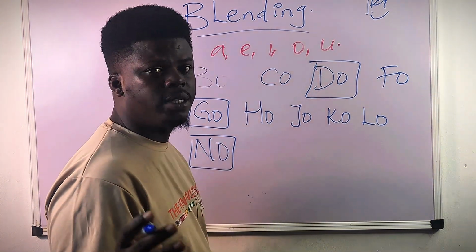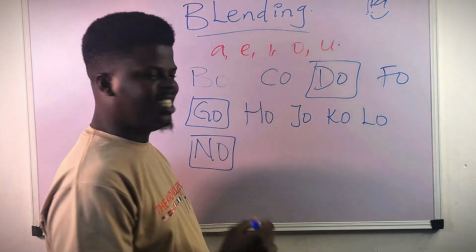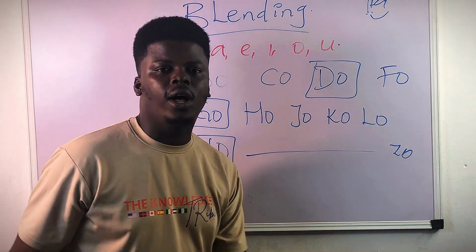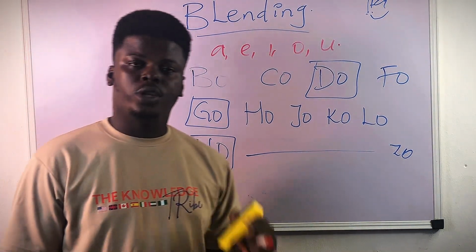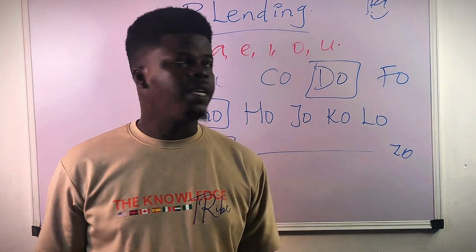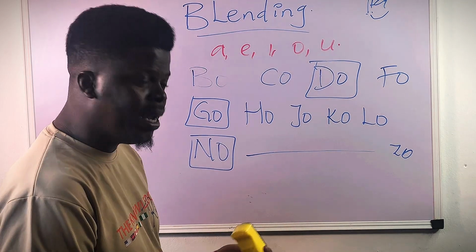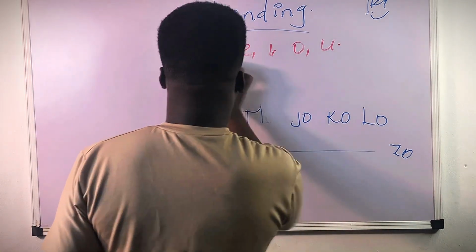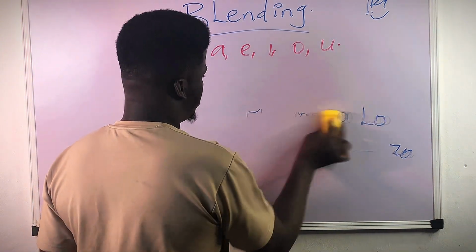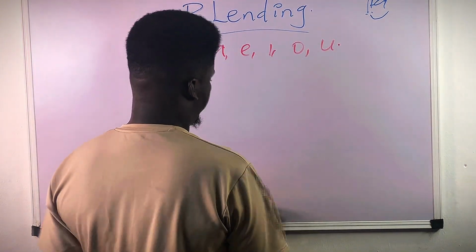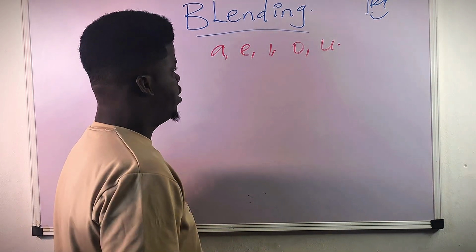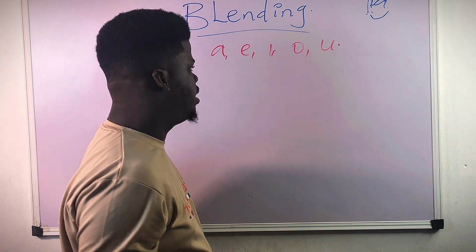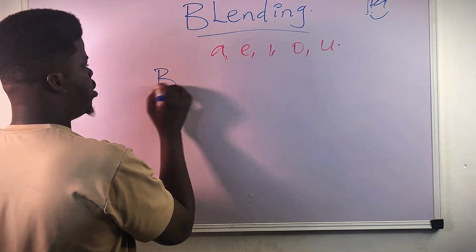All right, so your assignment is to do this to Z with your child, okay? Z, O, Z, okay? Do this to Z with your child. And the last one for today that I'll be blending is the consonant with the O sound. That's the last vowel sound, okay? The last vowel sound, okay? Fantastic. So now let's go.